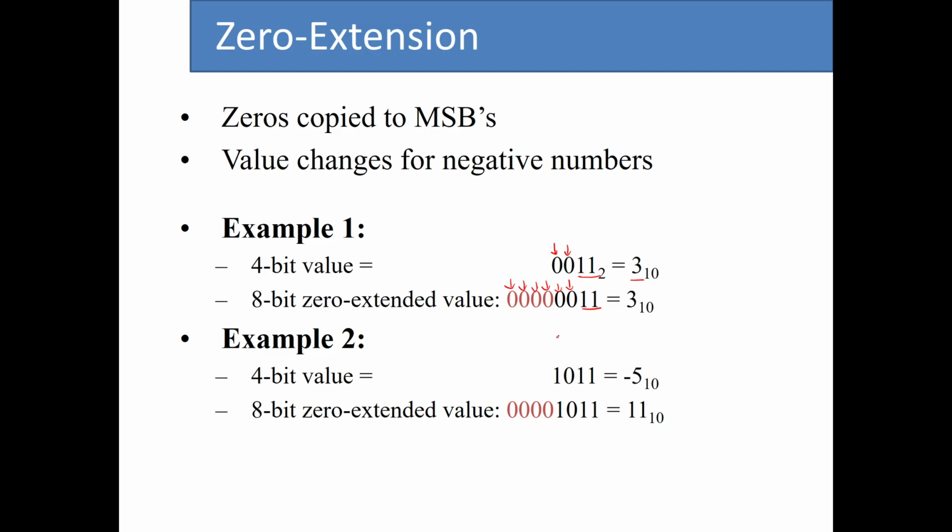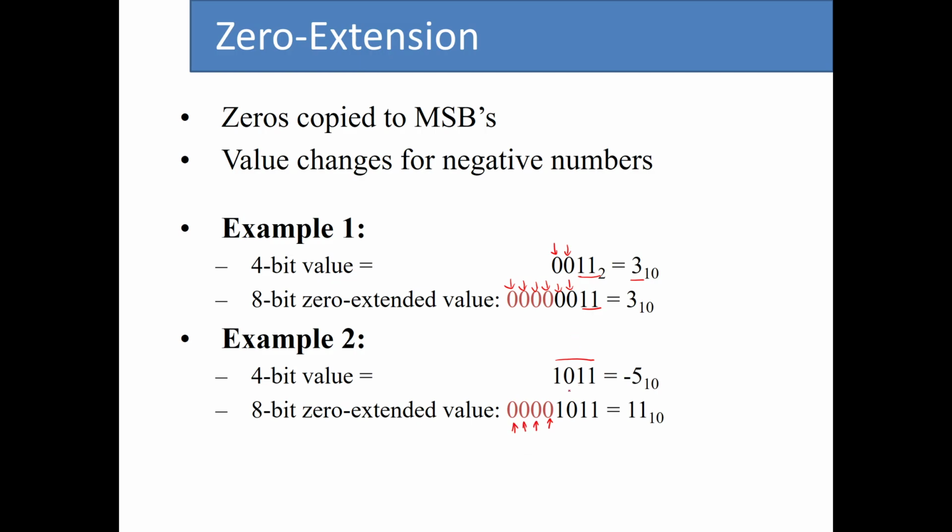Again, -5, no matter if it's represented as a sign magnitude number or a 2's complement number, requires 4 bits, right? So for a 4-bit value, you don't have to do anything. But if you want to make it 8 bits, then using 0 extension, you add zeros to the left of the number.